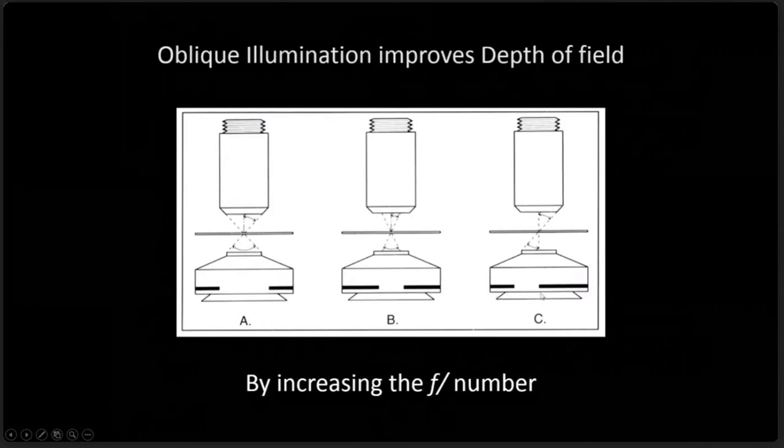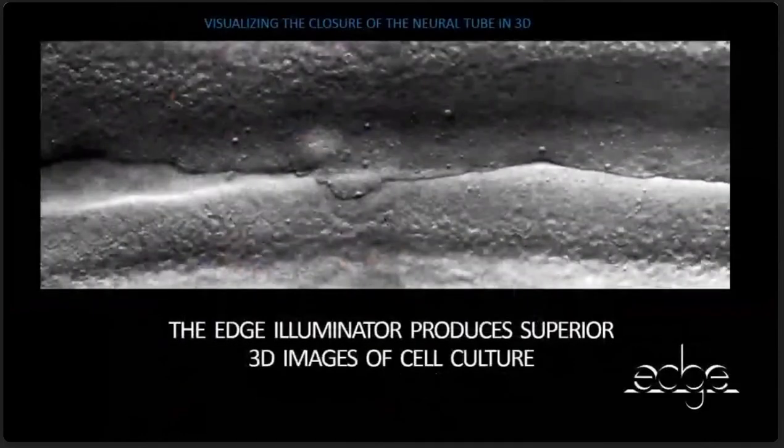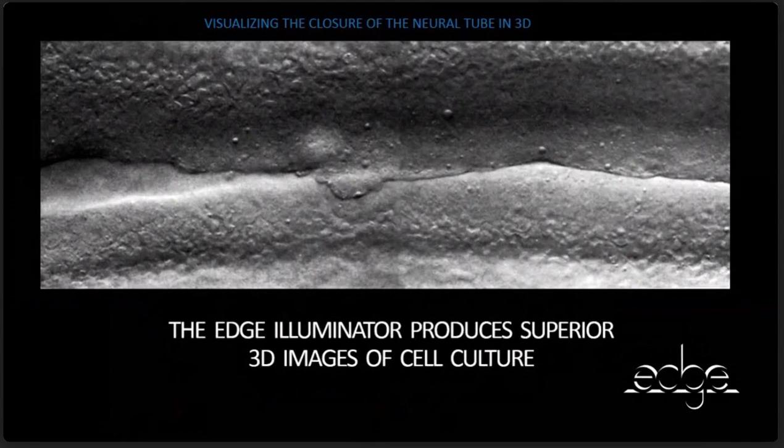But look what happens here. If you close down the condenser but bring it over to the side as an oblique illumination beam, now you have the higher F number, so you increase the depth of field, yet you do not lose the resolution. In fact, you slightly increase the resolution via the higher order wavelet. So this is particularly important for live cells, because in live cells, you can't stain them. You need to see them unstained.